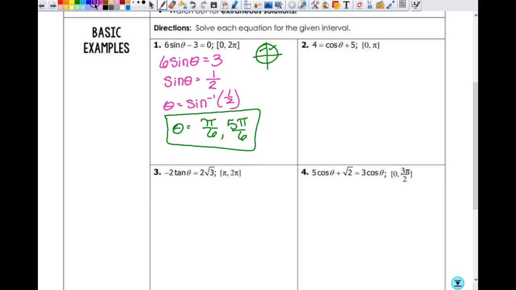All right, let's look at number 2. I want to get cosine by itself, so what am I going to do? Subtract 5. So I get -1 equals cosine theta. Doesn't really get much easier than that. So theta is equal to the cosine inverse of -1. I'm going from 0 to pi, so just from here to here, right? This is negative. Is cosine negative in either one of those quadrants? Yes. Which one? In the second quadrant. So I need my second quadrant. This is actually a quadrantal angle. So what's the cosine inverse of -1? Pi. So theta is just equal to pi.